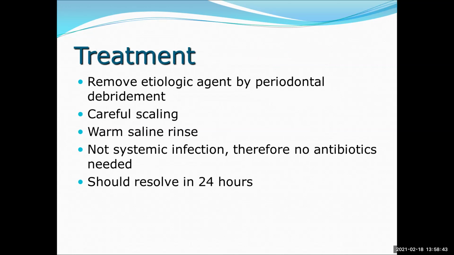What's the treatment for a gingival abscess? You remove the etiological agent by periodontal debridement. That could be careful scaling. It could be using the ultrasonic. It's amazing how much popcorn we find in the course of our scaling. Sometimes there is a hair that's been lodged between teeth. There have been pieces of nails from nail biters that we've seen. It's just amazing to see what we find inside patients' gums. But anyway, careful scaling. You want to remove that source of infection.